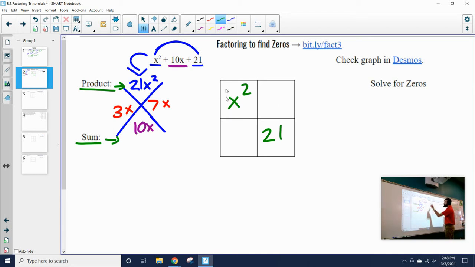Our two other boxes, we're going to fill in with the two pieces of information that we came up with right here. It does not matter which one goes which. I'm going to put 3x here and 7x up here. But once again, these can be flip-flopped and that would still be fine.